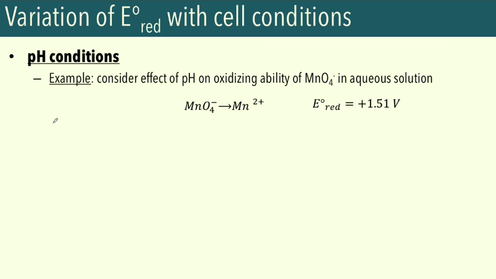So we can see the effect of pH on this system if we make sure that we balance this half reaction. So let's just recall how we could balance redox reactions, and in this case we're just going to be balancing our half reaction.